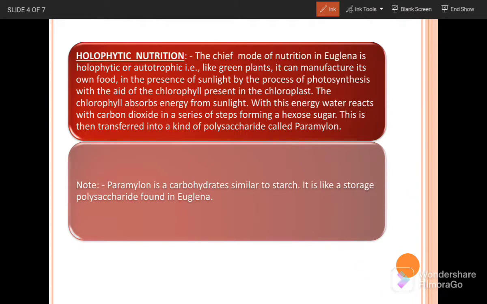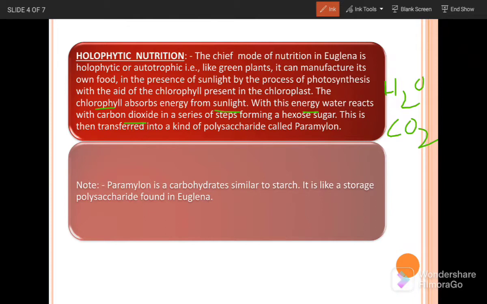Now the chlorophyll absorbs energy from sunlight. With this energy, water, H2O, reacts with carbon dioxide, CO2, in a series of steps, forming a hexose sugar. A sugar will be produced.